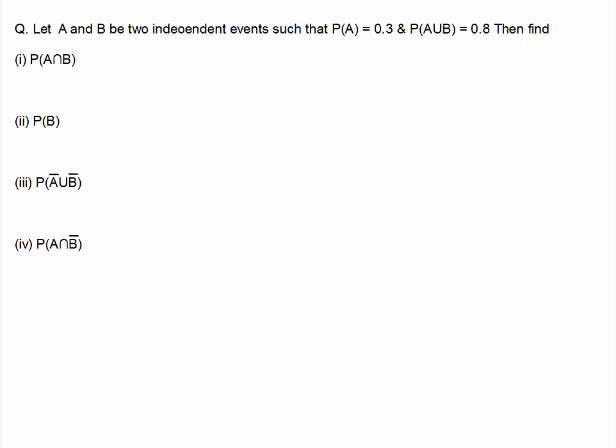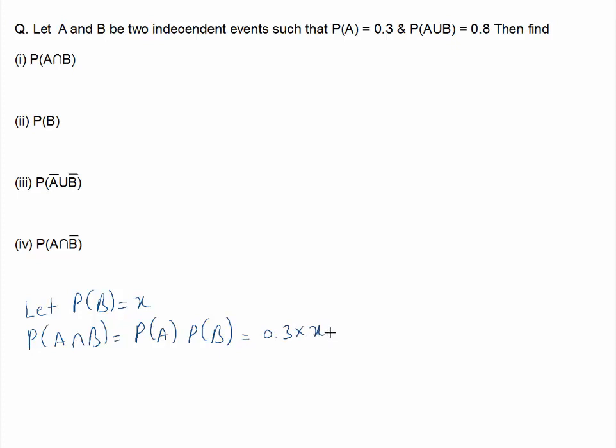So even before starting with the first part, let's see what independency means. If A and B are independent events, then P of A intersection B equals P of A multiplied by P of B. Now we do not know the value of P of B, so we'll just assume its value. So let P of B equal x. So this would be equal to P of A, which is 0.3, multiplied by x, or 0.3x.